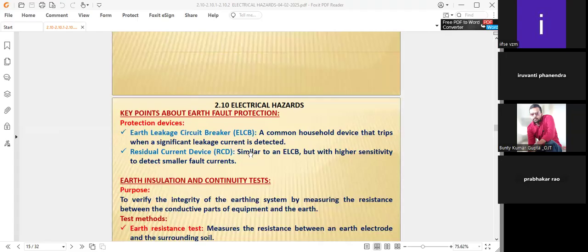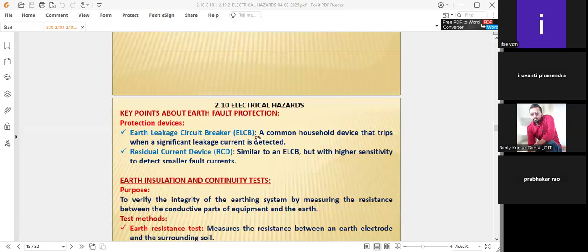The RCD was developed recently, similar to an ELCB but with higher sensitivity to detect small fault currents. In an ELCB, the electrical leakage circuit breaker, where small leakage currents are there, it may not work sensitively, and the faults are very small. That's why the residual current device was designed, with higher sensitivity to take care of these smaller fault currents also. The ELCB is not that sensitive when compared to the RCD. That's why industries are going for the residual current device, even though the cost is more.